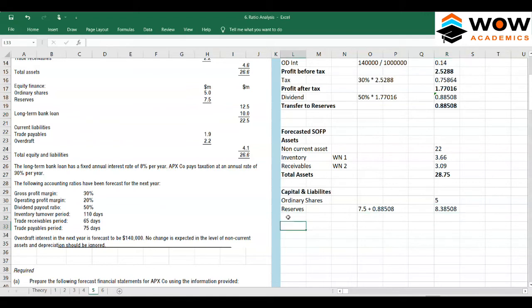Right. So next going to be the long-term loans. They have not given any different information, so it's going to be the same 10. They have not told anything is going to be repaid or anything like that. So thereafter we are coming to our current liabilities. So our current liabilities are going to be trade payables and overdraft.